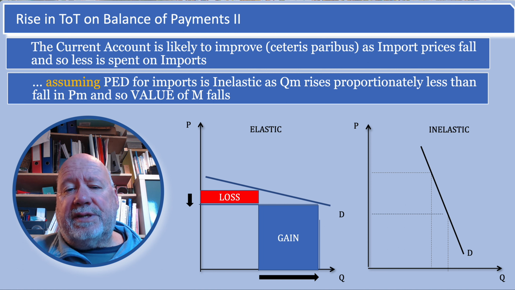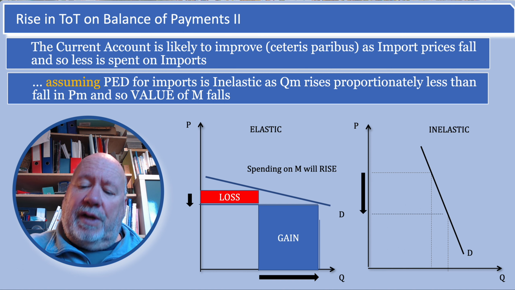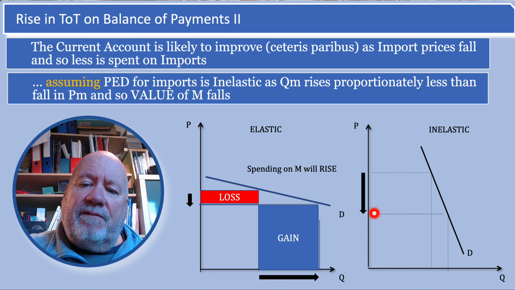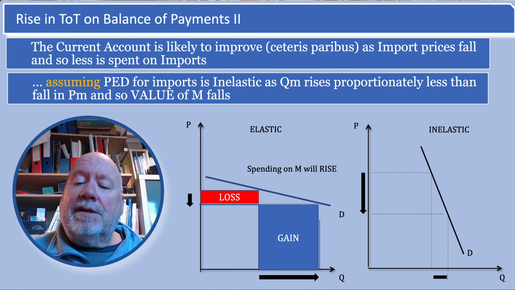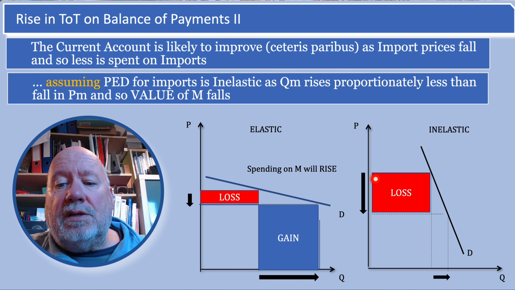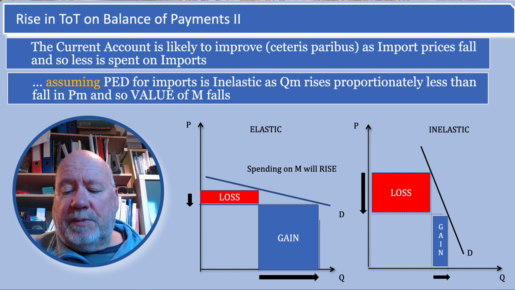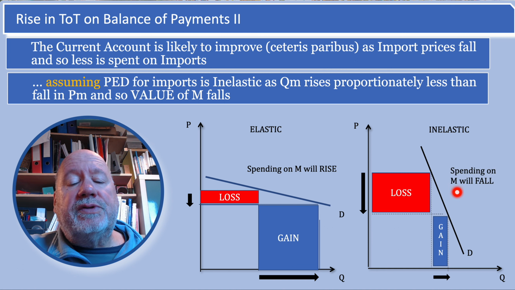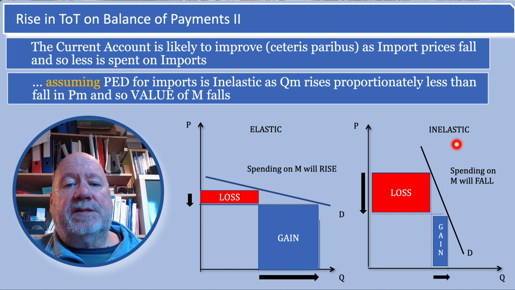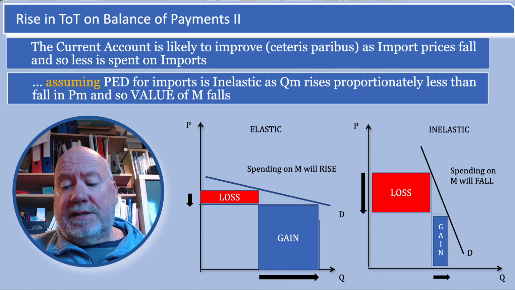So when it's elastic, that's not going to help to improve the balance of payments. But if it's inelastic, a fall in the price of your imports leads to an increase in the quantity of imports. You will lose a huge amount of spending on your imports here, but you will gain some more spending. But the spending on imports is going to fall when it's inelastic.